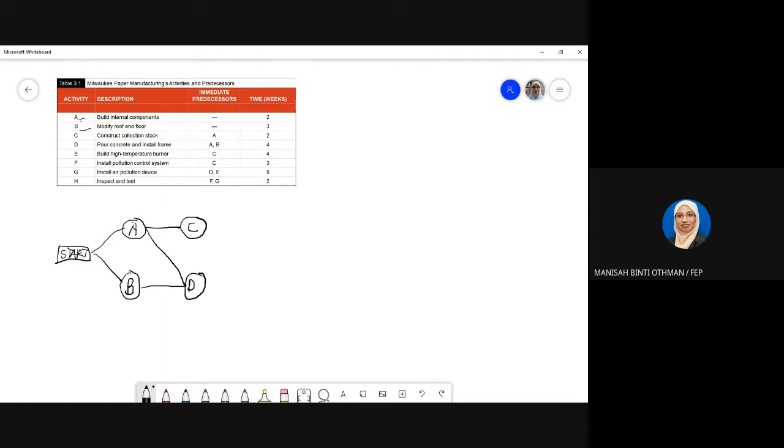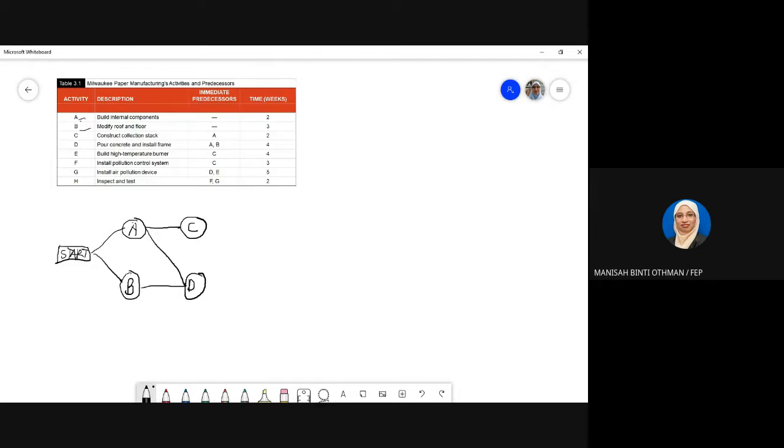This is an arrow. This line is an arrow. When you have to wait for two activities to complete, you must have two lines here, two arrows. That represents that D can only start when A and B complete.